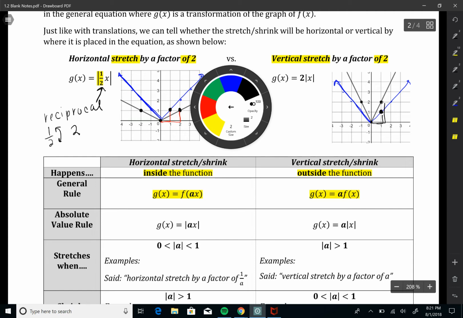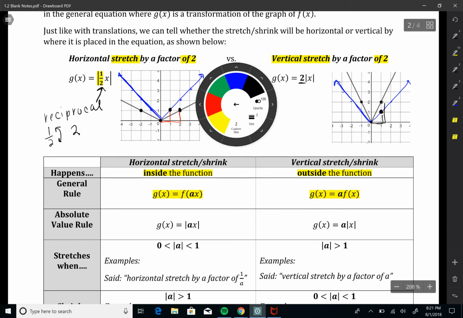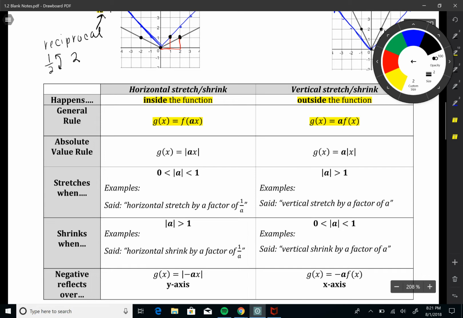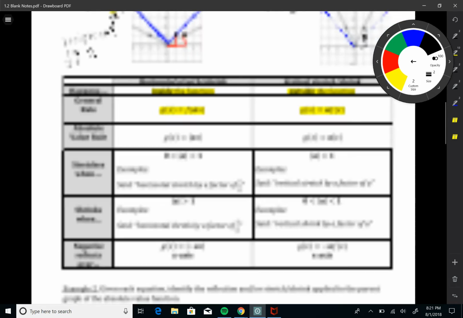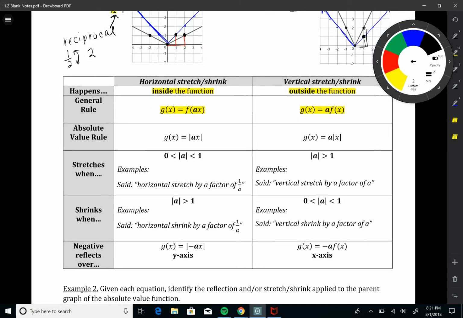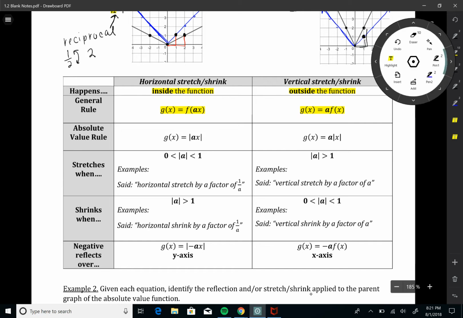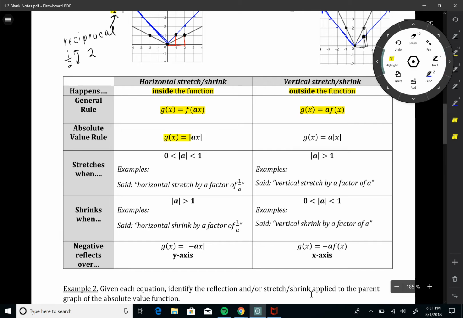Vertical stretches look exactly how you want them to. For instance, I have a 2 out front, and it's a vertical stretch by 2. So I have all this summarized in this table down here. I already talked about the top here. I made specific absolute value functions with the a parameters in there. And then we have conditions for when we are stretching, shrinking, and reflecting.